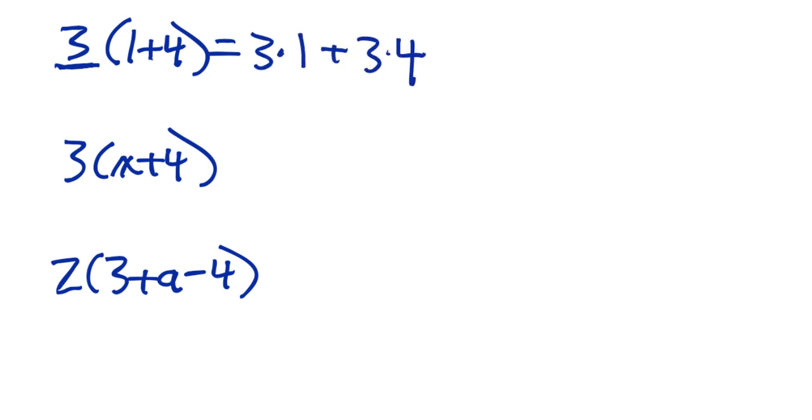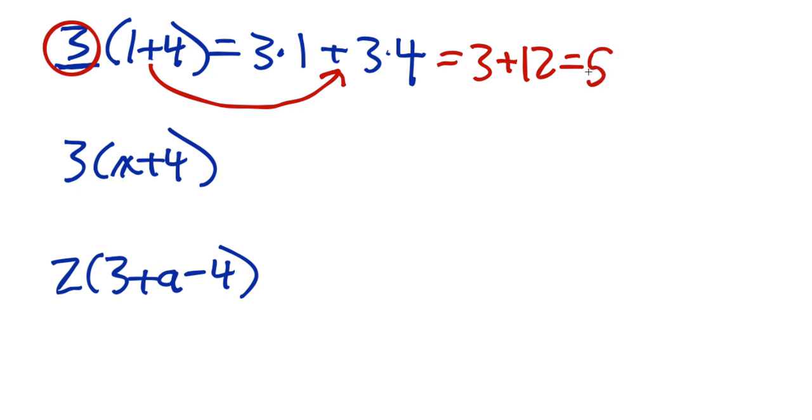Let me do a little schematic here. The plus is going to go here. I'm just keeping that as is. It's the 3 I'm multiplying by everything: 3 times the 1 and 3 times the 4. Now that can be simplified to 3 plus 12, which equals 15.